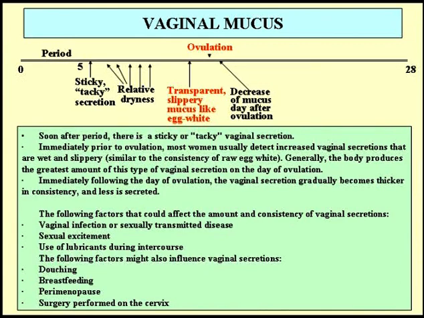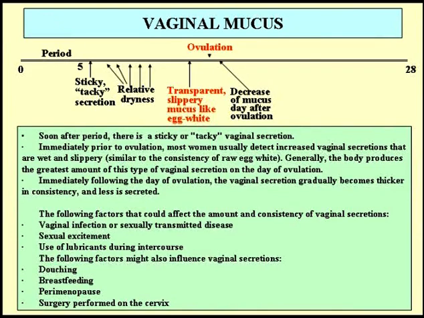It's interesting here, see, this is the end of the period. Here you have a relative dryness, which reflects what we just said. Blood and yin are relatively empty. And then, as you approach phase three, there's a transparent, slippery mucus like egg white.